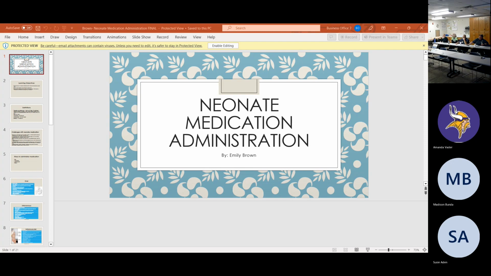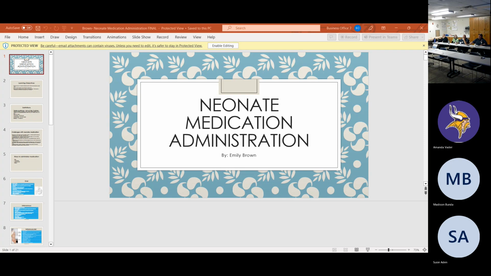Oral is by mouth, intravenous is in the vein, intramuscular is in the muscle, and rectal is in the rectum. So the ways to administer are oral, intravenous, intramuscular, and rectal. So, orally.